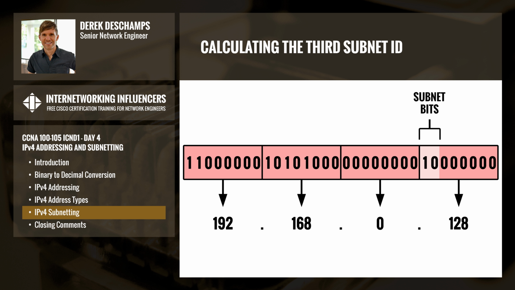Incrementing the subnet bits again gives us our third subnet ID of 192.168.0.128. Incrementing the subnet bits again gives us our fourth subnet ID of 192.168.0.192.